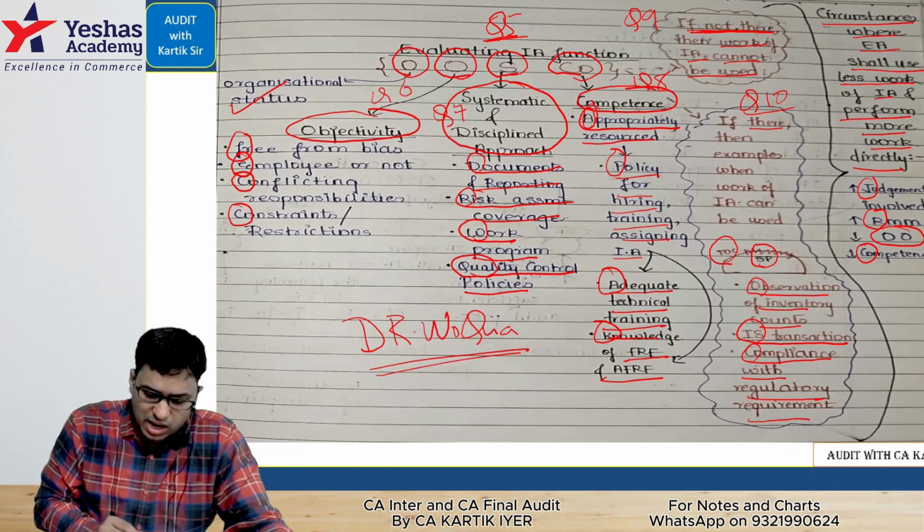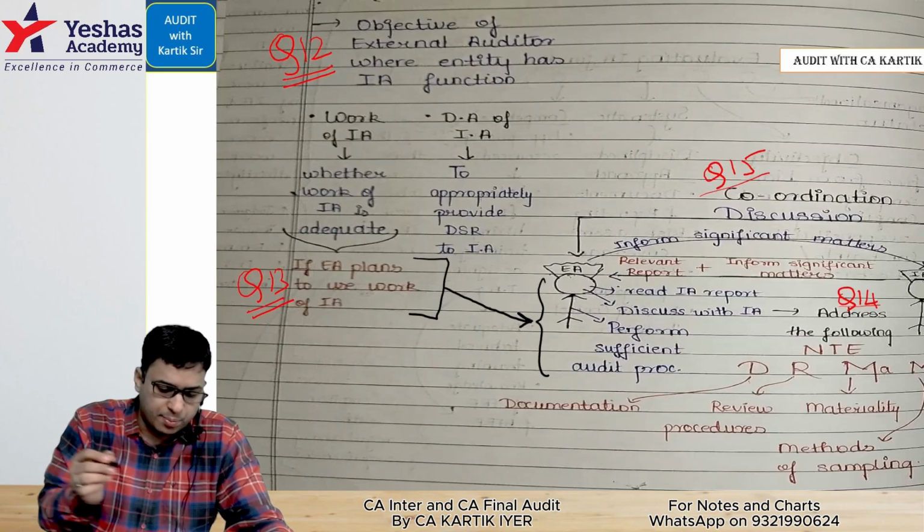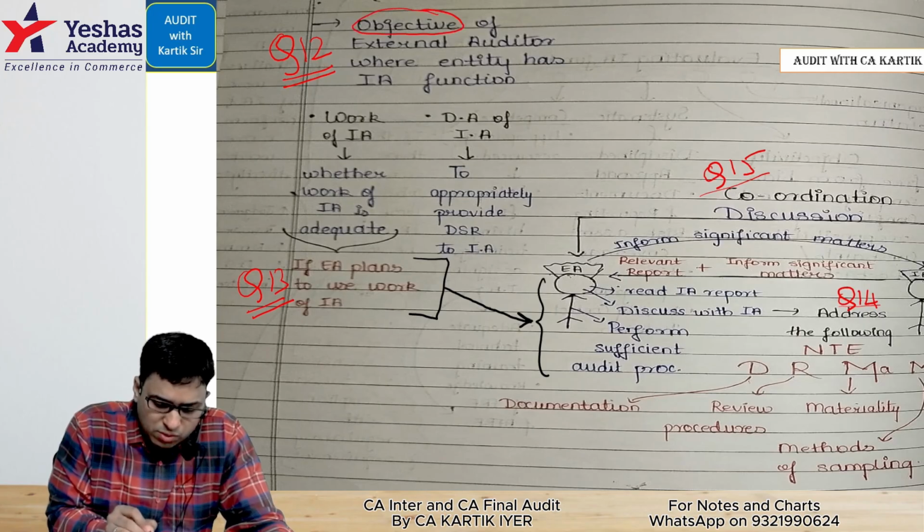Easy. Question number 11 is done. Let's go to question number 12 to 15. Let's crack it up. Look here, see. What is the objective of the external auditor where entity has internal audit function?